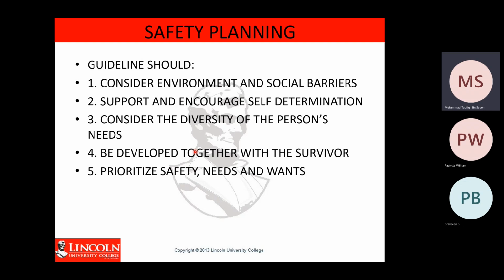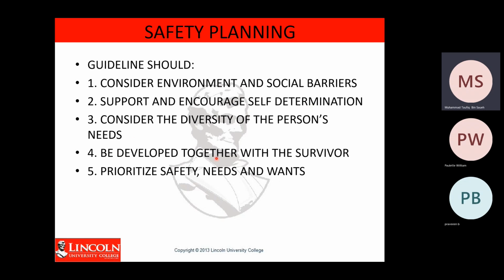So when you create your safety planning for your factory, these are some of the tips that you should have in the planning. First of all, you must consider the environment and social barriers. And then the second one, you must support and encourage self-determination. Number three, consider the diversity of the person's needs.